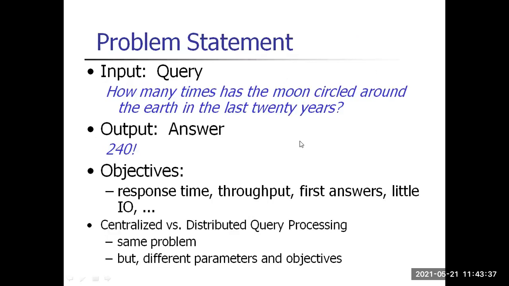So a problem statement is given, just a simple problem statement. A user may have asked how many times has the moon circled around us, a simple query, and the output is 240. As a user, I am just typing a query, and we can see the output within some milliseconds. But how fast this is actually happening in the back end, that is our main target.